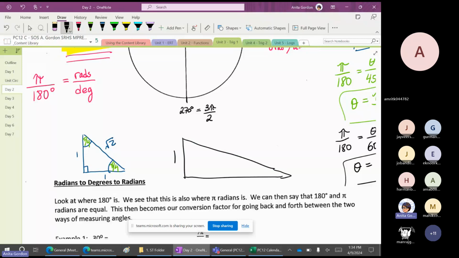1, 2, root 3, 90 degrees. The big angle, pi by 3, right? A third of the pi is bigger than a sixth of the pi. Remember, 30 degrees and 60 degrees, pi by 6, pi by 3. Okay, so we can still do the unit circle now with our new measures, and we can still use these measures as our reference angle.